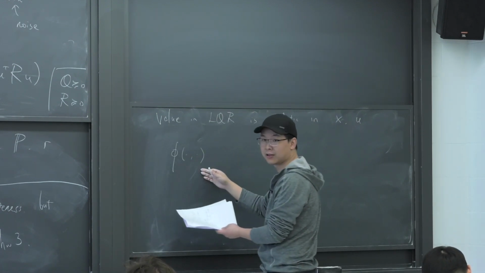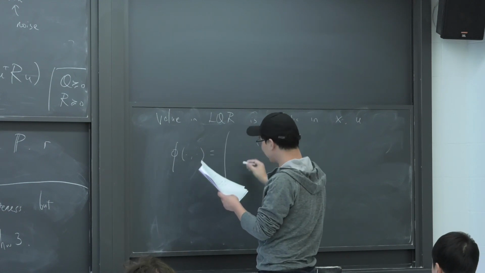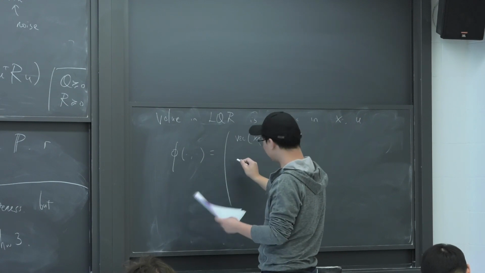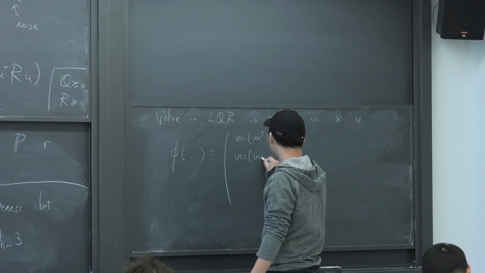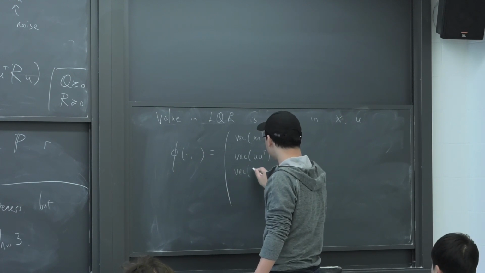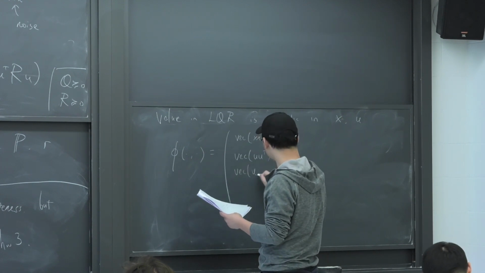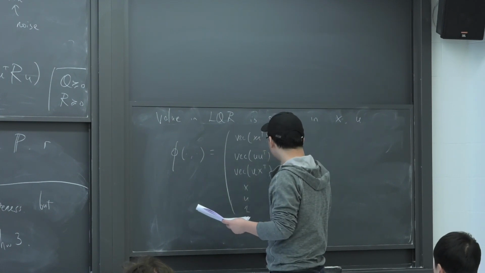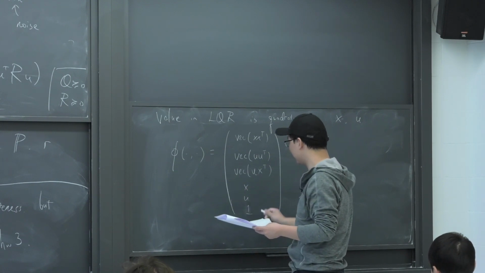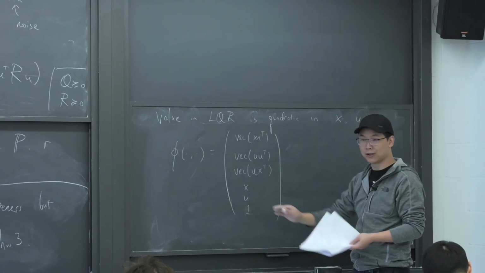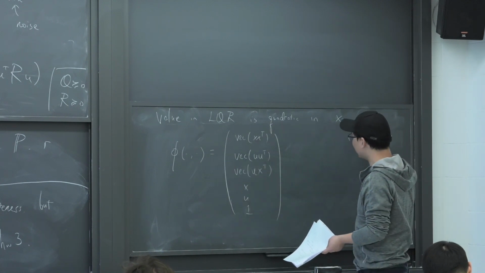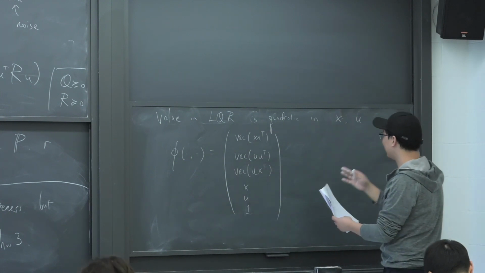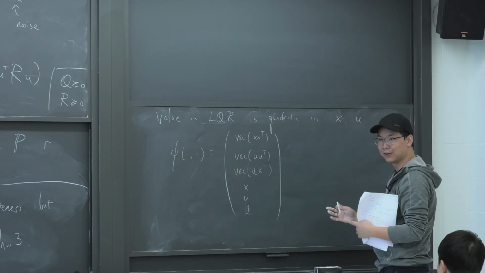This is what we want for the linear feature map: phi equal to something like a vectorized version of xx transpose, a vectorized version of uu transpose, and also a vectorized version of ux transpose, and x and u and 1. So if we make this the new feature, then anything quadratic in x and u is linear in phi, just because you essentially expanded out this vector. You understand what I'm saying?